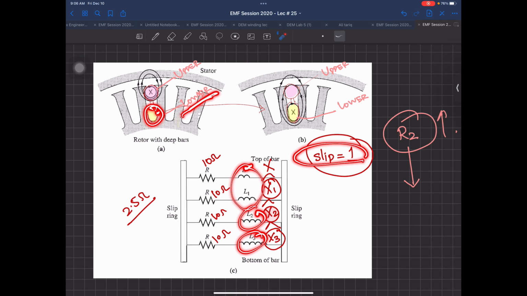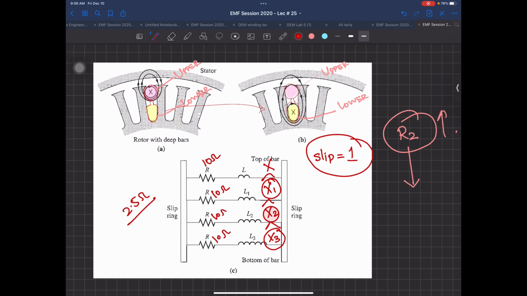But when your machine is going to start from slip 1, since slip is controlling X2, what is X2? X2 is the leakage reactance. That is equal to 2 pi F into L, L1, L2, L3. So what will happen? You are going to calculate X. This X should actually be called L0, X0. So X0 will be equal to 2 pi F L0, and supposedly this is FR. This will be X1 equal to 2 pi FR L1. This will be X2 equal to 2 pi FR L2. X3 would be equal to 2 pi FR L3.